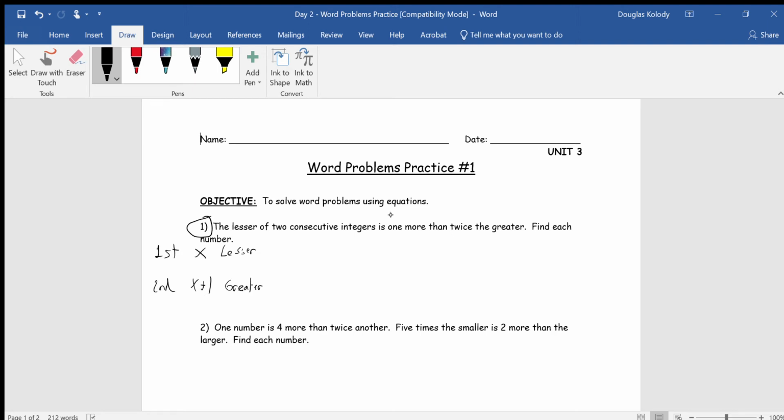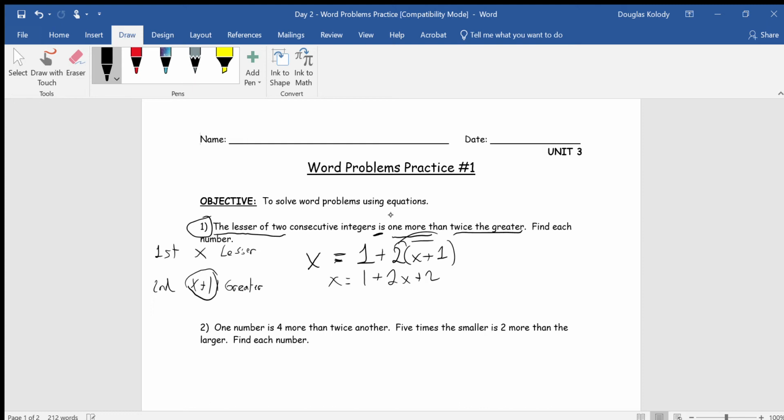So let's just go straight translation. The lesser of the two, x, is, so x equals 1 more than, so 1 plus, twice the greater. So here's the greater, x plus 1, and so I'll do 2 times x plus 1. So there it is. The lesser is 1 more than 2 times the greater. Now we just do the math. So it's going to be x equals 1 plus 2x plus 2.